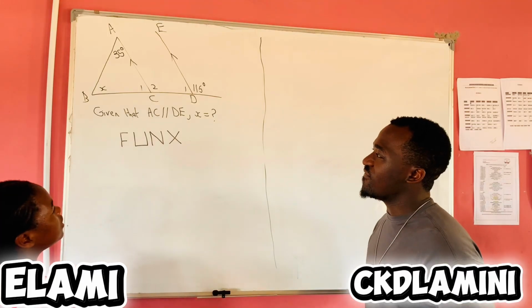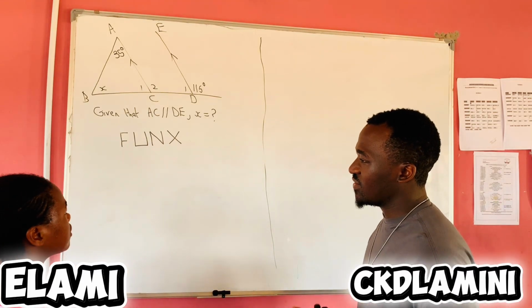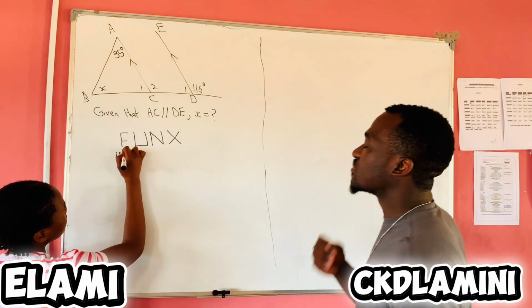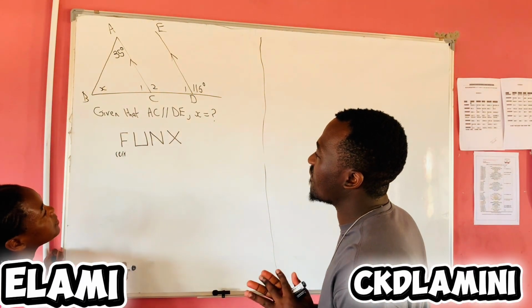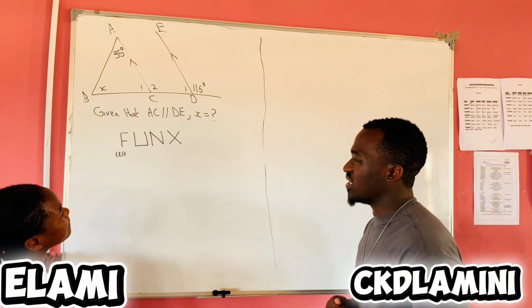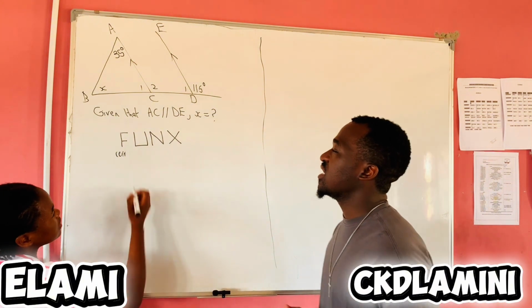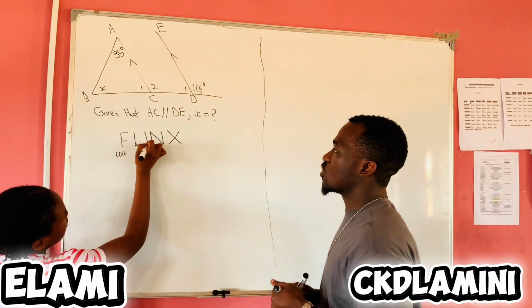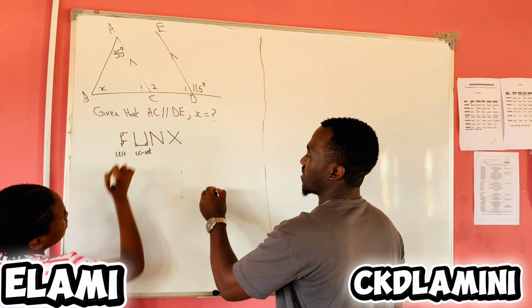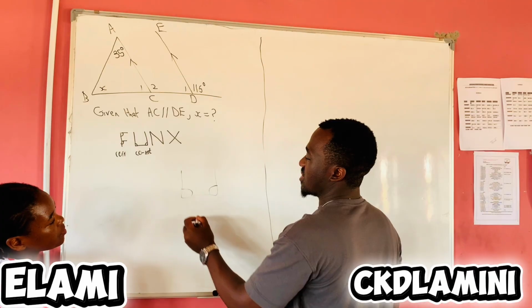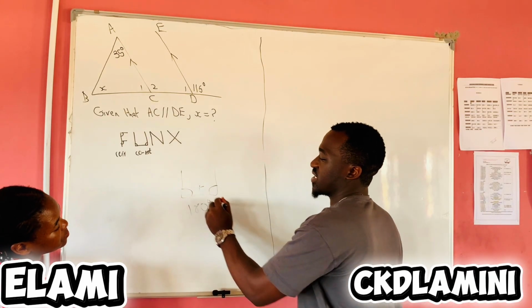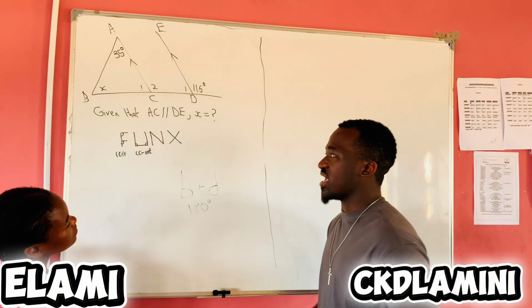Okay, fine. F, we use F for what? For corresponding, right? Can you write it? We use F for corresponding. Then U is for what? For co-interior, right? So meaning that within our angles in co-interior, when we add this angle as well as this angle, they give us what? 180 degrees. So those are co-interior angles.